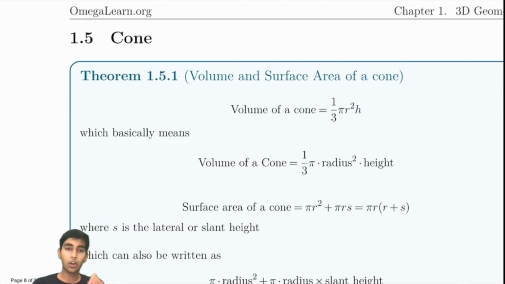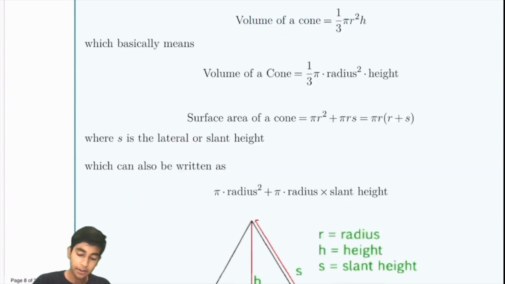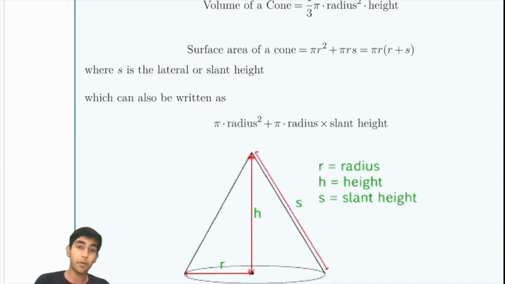Okay, now we're moving on to the cone. And a cone is very similar to a cylinder, except it's got a pointy top. The volume of a cone is 1/3 pi r squared h. So just 1/3 times pi times the radius squared times the height. And the proof for this is not that simple, actually. It involves calculus, so I'm not going to prove it.